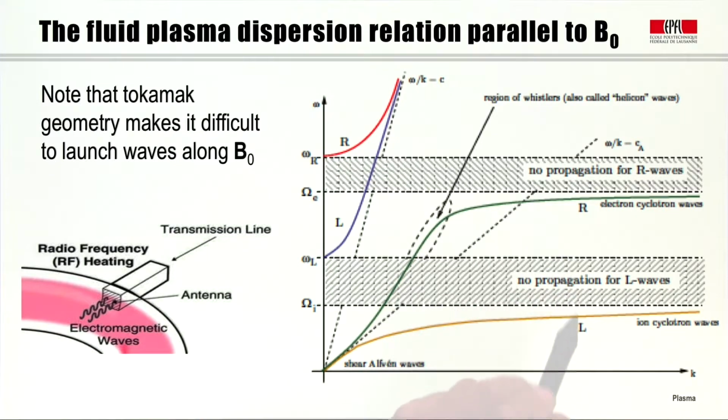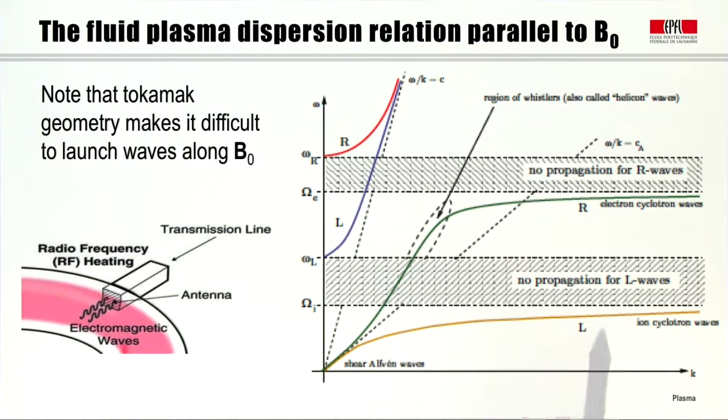R and L refer to the polarization of the wave, the right-hand polarization corresponding to the electric field turning clockwise as the wave propagates, and the left-hand polarization L is the other way around. The electric field is turning counterclockwise as the wave propagates into the plasma.